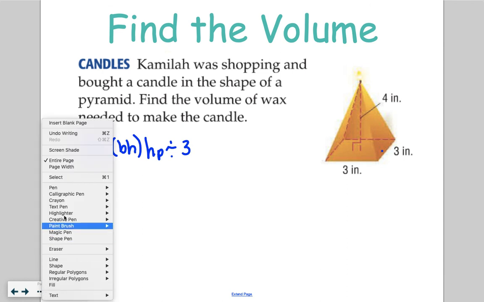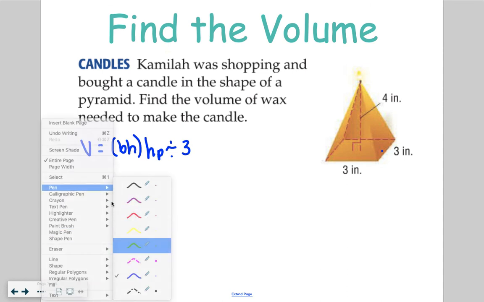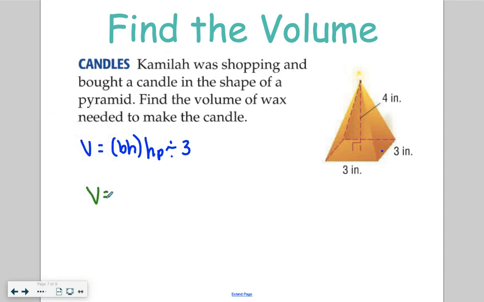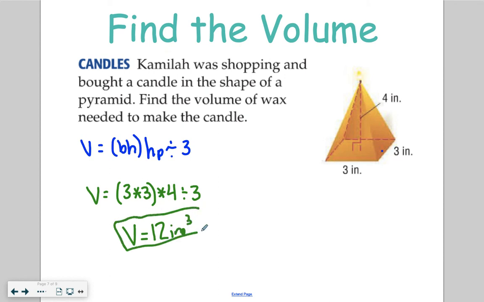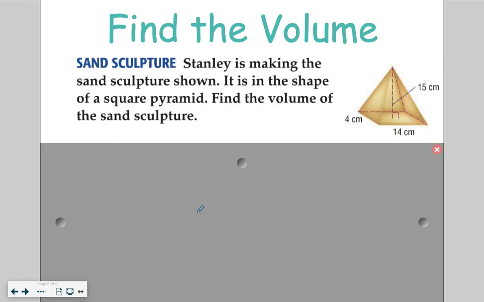So when you plug in your information into the problem, you're going to get volume is equal to your base of 3 times your height of 3, because that's from our rectangle on the bottom, times the height of our pyramid, which is 4, divided by 3, which gives us a final volume of 12 inches cubed. Go ahead and try this one on your own.